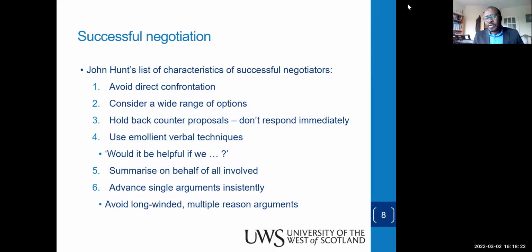Now, when there are counter proposals, hold it back. Don't respond immediately. Wait. Weigh the pros and cons before you decide to accept either of the proposals or all of them. And again, use emollient verbal techniques. Would it be helpful if we give you this? If we adopt that? If we suggest this approach? Okay. So use techniques which will be emotional. When we say emollient, it's like emotional intelligent verbal techniques. So it's two words joined together.